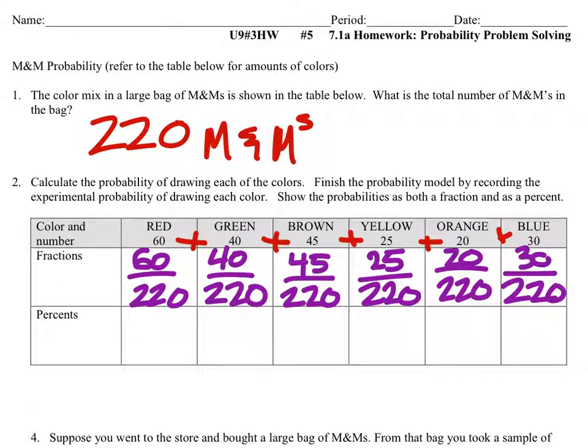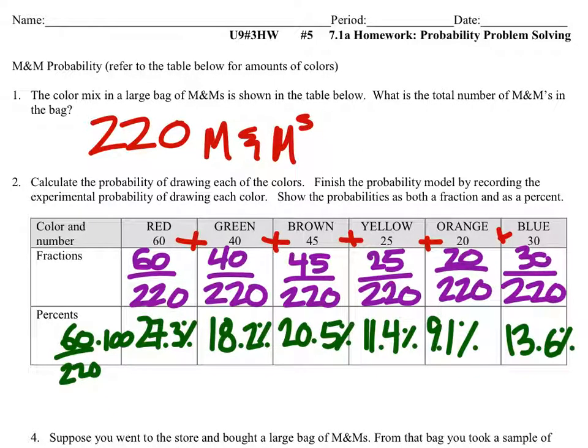Next up, to find the percentages. For example, red, we do 60 divided by 220, but then we multiply that result by 100 for the percent. So I'm going to round this to the 10th. It didn't really say where to round, so I got the 10th right here. We'll do the same thing for the rest of these as well. Alright, so these are all the percentages after we divide and multiply by 100 for the M&Ms of each color.